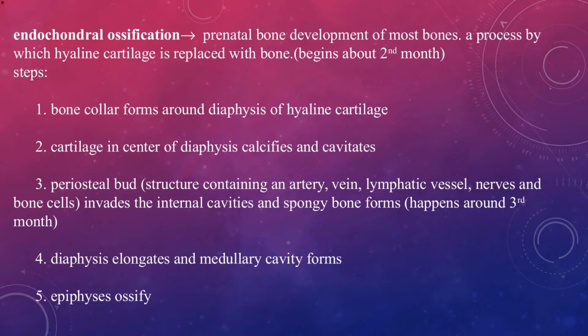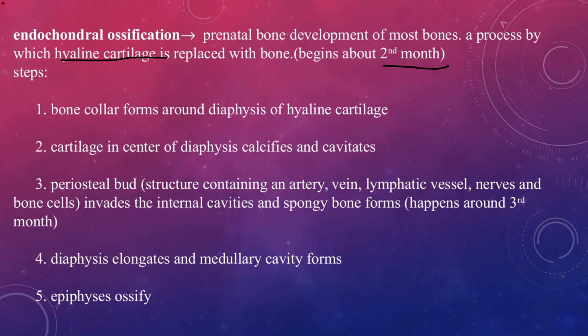Then we have endochondral ossification. Endochondral ossification is where we start to make long bones. And so, of course, all of this bone development starts in the womb prenatally. And for endochondral ossification, we start with a hyaline cartilage template. So we start with something that is kind of in the shape of a long bone, but it's made of cartilage. And then it's going to be replaced with bone. So this starts about the 2nd month of gestation.